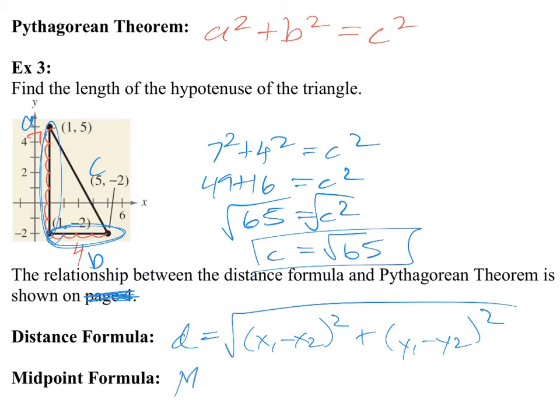Midpoint formula is very simple. You just add up the x's and you divide by 2. You're just finding the average between the two values, and the average is in the middle.